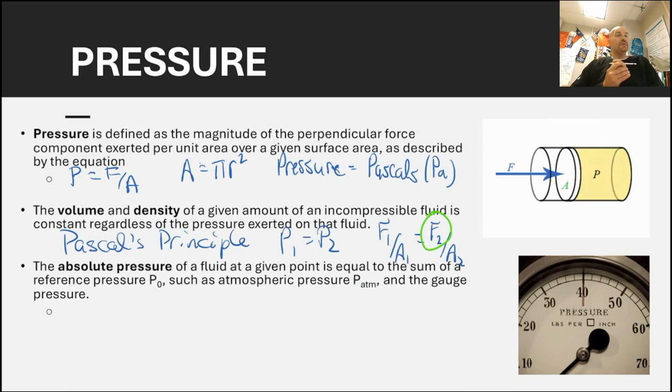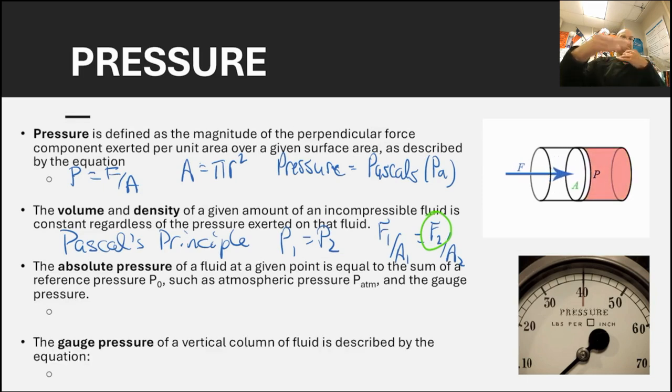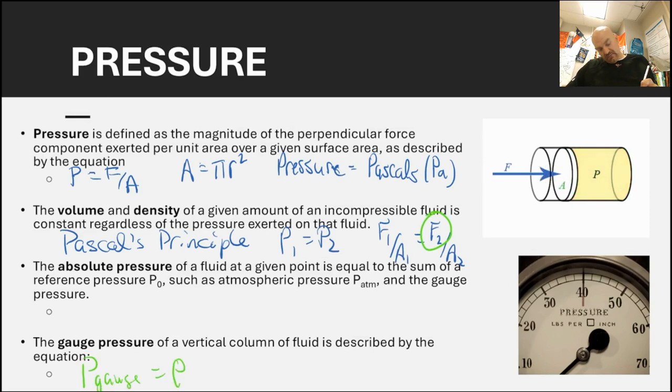Now, when it comes to fluids, the absolute pressure of a fluid is going to be equal to the sum of the reference pressure, which is usually atmospheric pressure, and what is known as the gauge pressure. And so let's define gauge pressure before we talk about these equations. So gauge pressure of a vertical column of fluid is described by the following equation. So P gauge is rho g h. And so what happens is this is a version of potential energy.